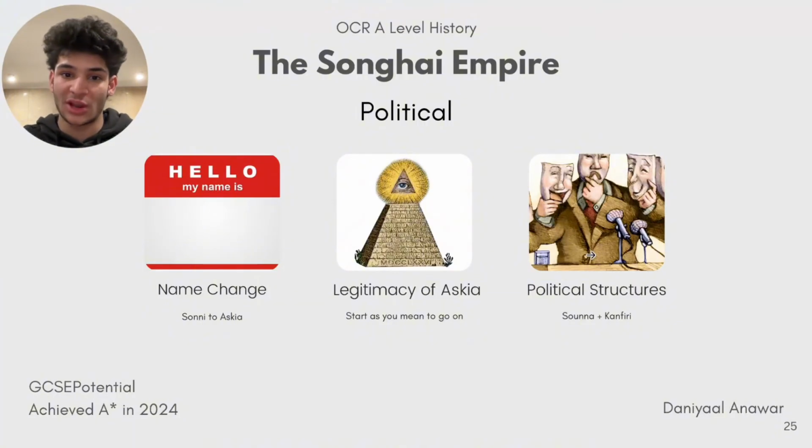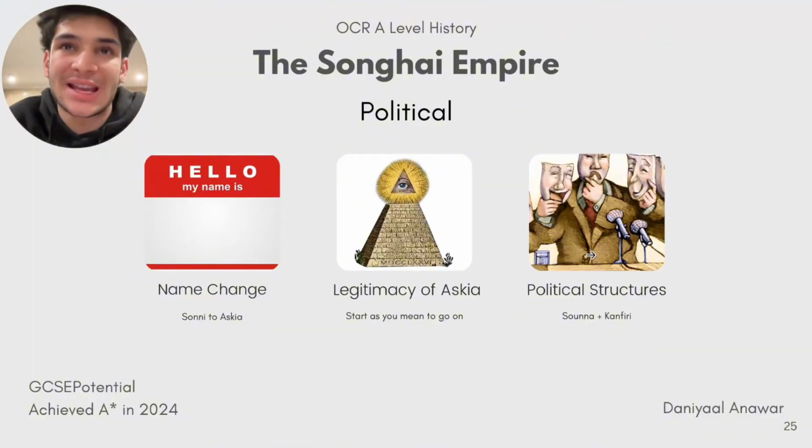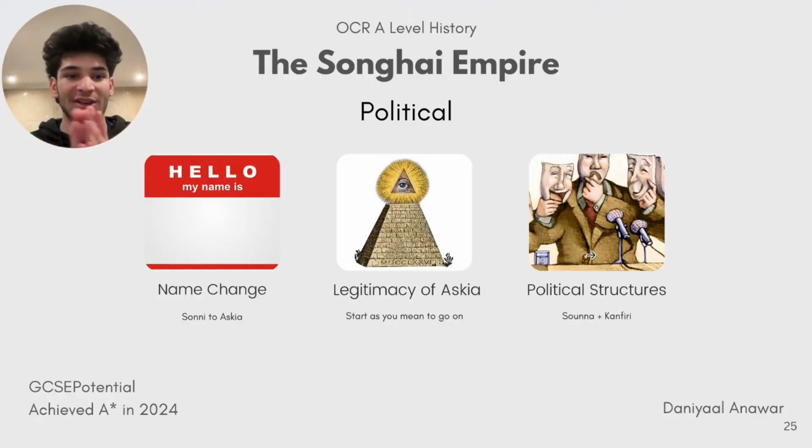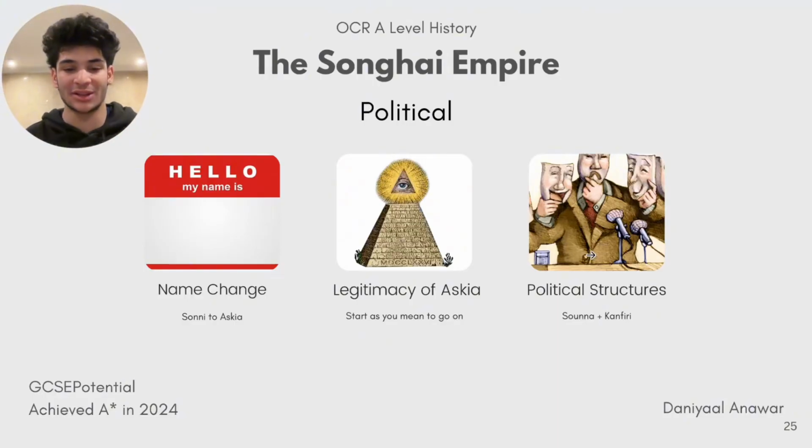And I think the big thing to note here, firstly, with political, is there was a name change within the empire. Previously, the leaders of the empire were called Sonny, and they were now changed to Askia. That was the name of the new leaders. So Askia Muhammad was the first one, Askia Daoud, it just went on. I think the name change is quite important politically because it indicates a change in direction. Imagine that the government changed the name from parliament to, I don't know, republic or dictatorship. That's going to be a bit mad. It's probably not as mad because Sonny and Askia are more like cultural names. But the point I'm making is that it was quite significant because it indicated a shift in direction. So that's the first point.